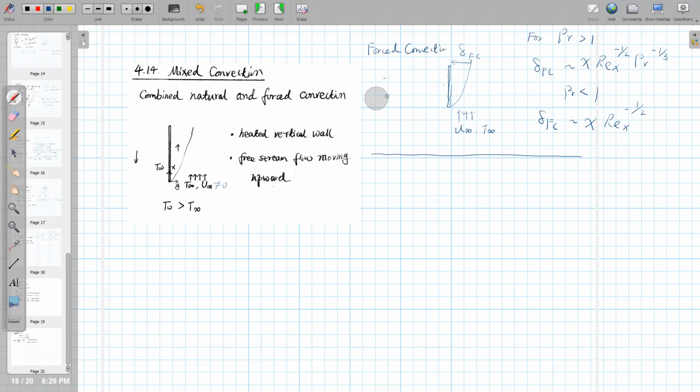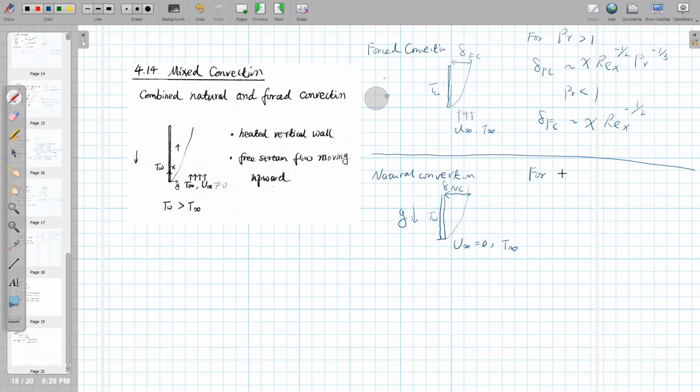Okay. And if we have this natural convection, we also have a plate here, but this u infinity will become 0, and T infinity. We do not have velocity. We only have gravity here, and T_w is larger than T infinity, causing a natural convection boundary layer, and this thickness is delta of NC. Okay, NC means natural convection.